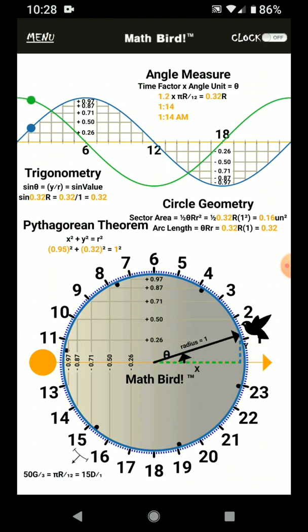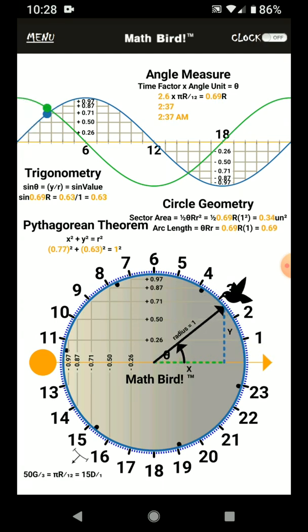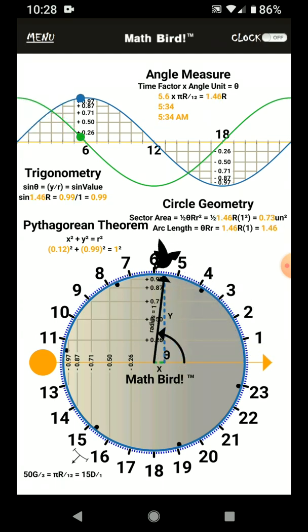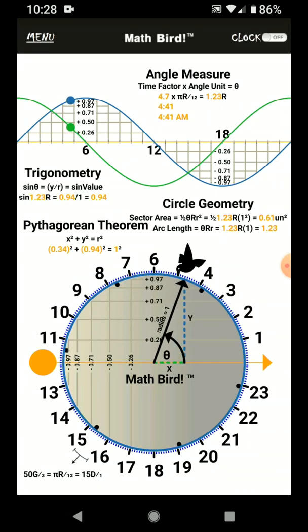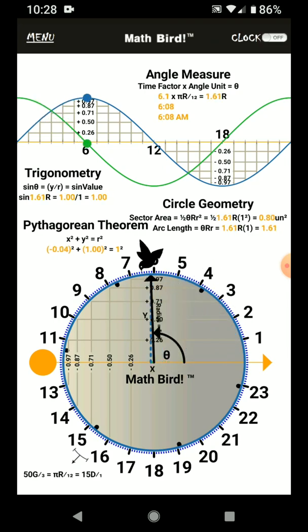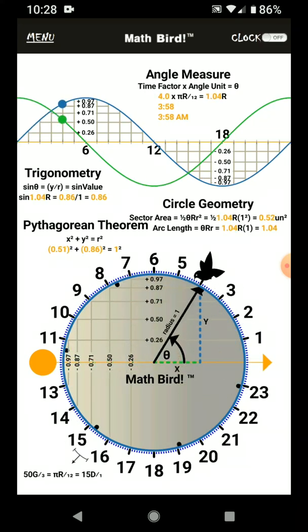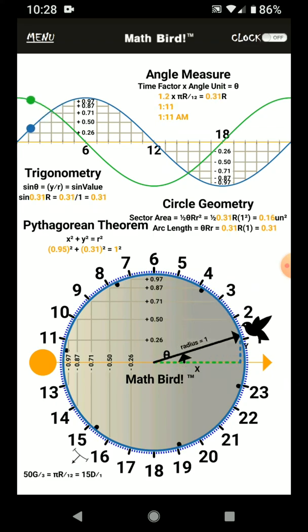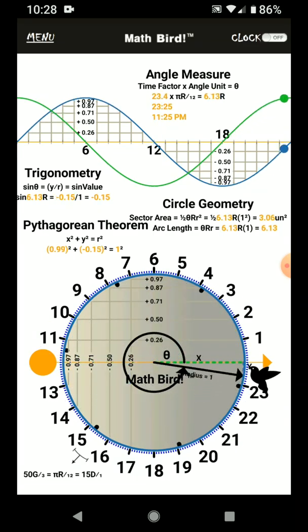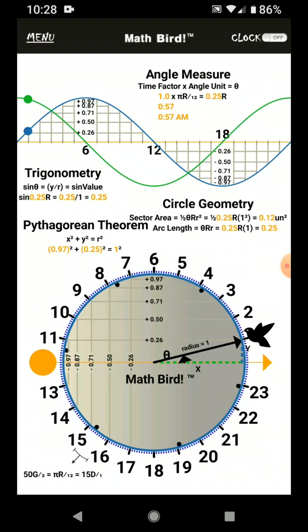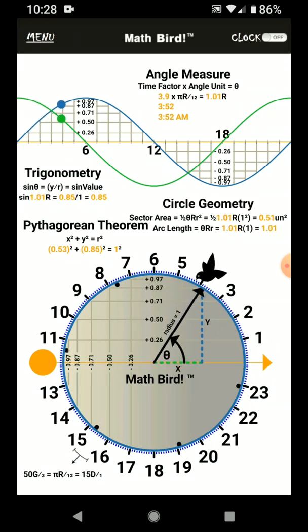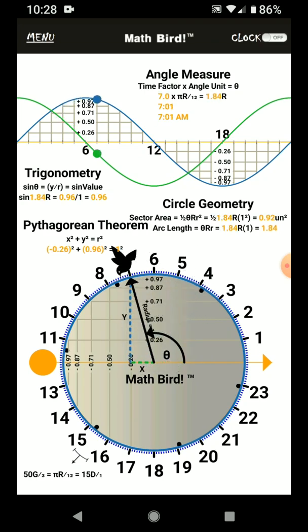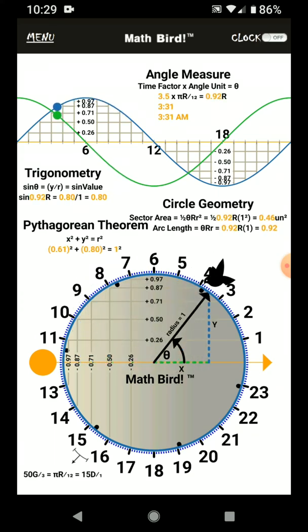And then circle geometry: sector area is 1/2 the angle measure, which I have in radians, times r squared. And arc length is the angle measure, again in radians, times r. And then trigonometry, opposite side over hypotenuse. Again, I measure the angle in radians.